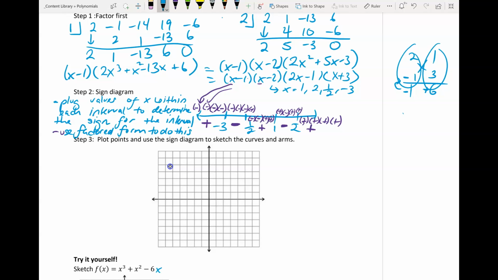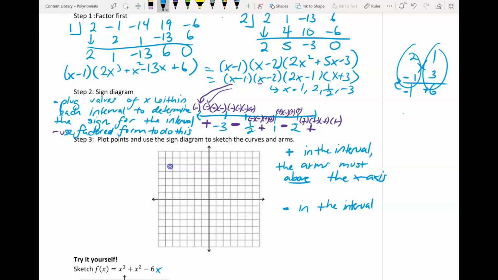So now let's analyze what this means. When you have a positive in the interval, that means that the arms must be above the x-axis. If it's negative in the interval, the arms are below the x-axis.